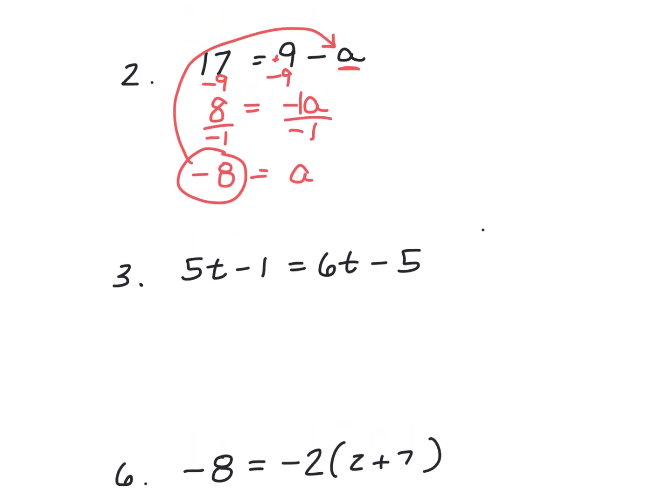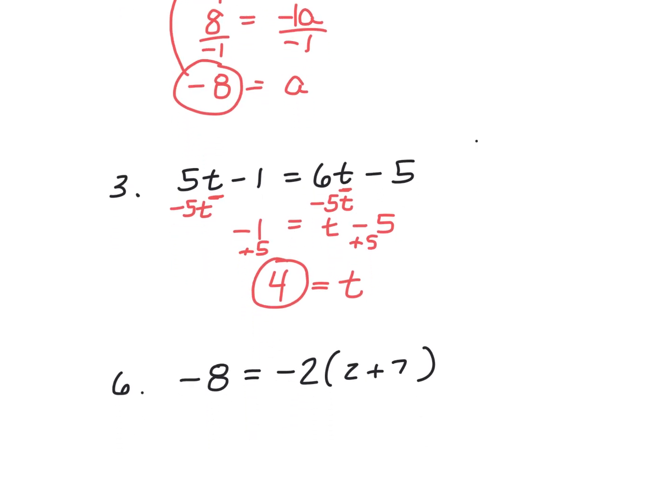Number 3 on page 18. This one has, you can see the variables, there's multiple occurrences of this. So the first thing we want to do is get those variables together on one side. I'm going to subtract 5t from both sides, which would then leave me with a negative 1 on the left side. I'd have t minus 5 on the right side. And then I would add 5 to both sides and get t to be a positive 4. So if you have multiple variables, get them together and on one side of the equal sign.